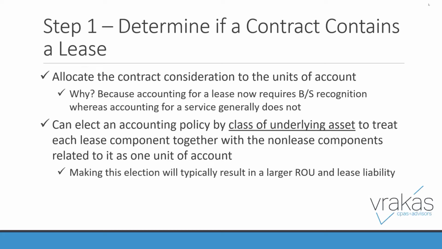So if you're thinking to yourself, gee, that sounds like a lot of work, I don't really want to mess around with all of that, you can elect an accounting policy election by class of underlying asset to treat both of those components together as a lease component. So you can save yourself the trouble of allocating your consideration between the two, which might make your accounting simpler, but keep in mind that it's also going to make your right-of-use asset and your lease liability larger, because instead of taking a portion of the contract consideration and allocating it to that non-lease component, which would typically be expense, you're going to lump it in with the lease component and capitalize it.